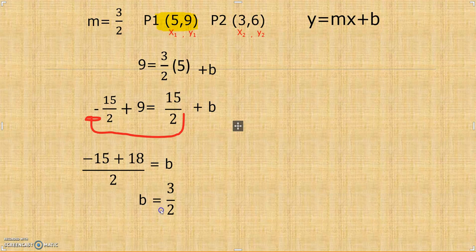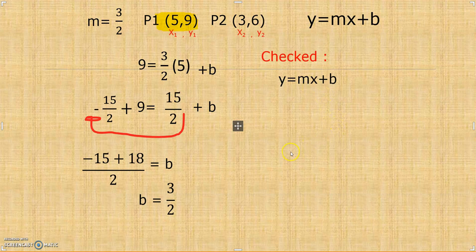So the value of the y-intercept is 3 over 2. So let's check if our answer is correct. We will use the second point, or P2, x sub 2 and y sub 2, to check if our y-intercept is correct. So again, let's use the formula, which is y is equal to mx plus b.